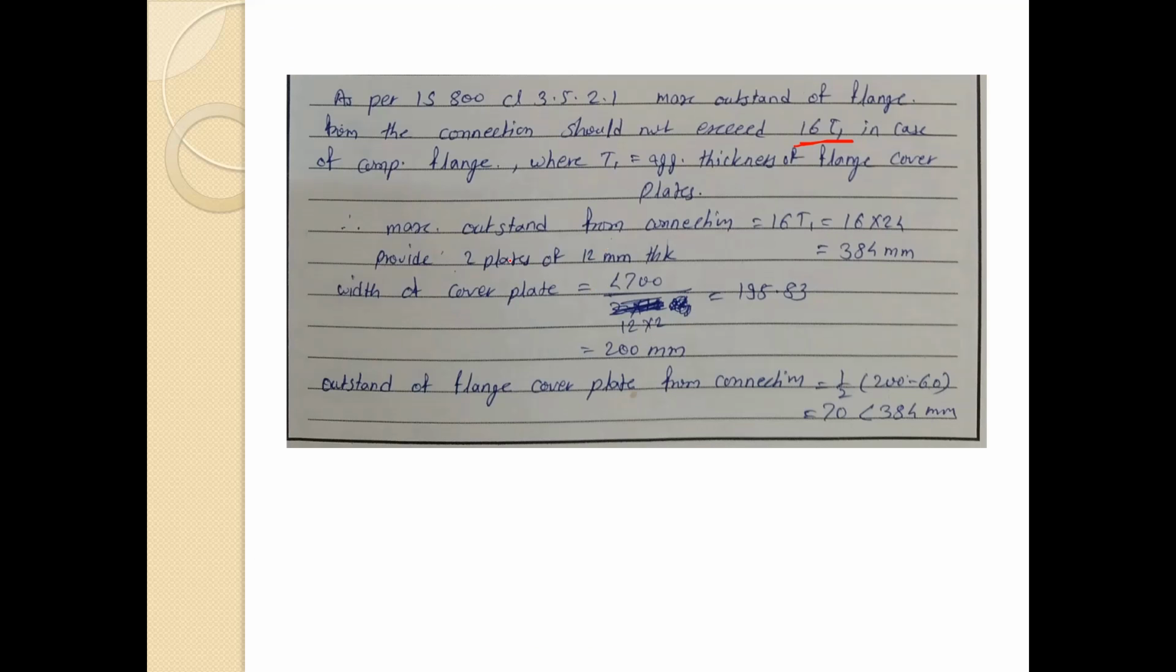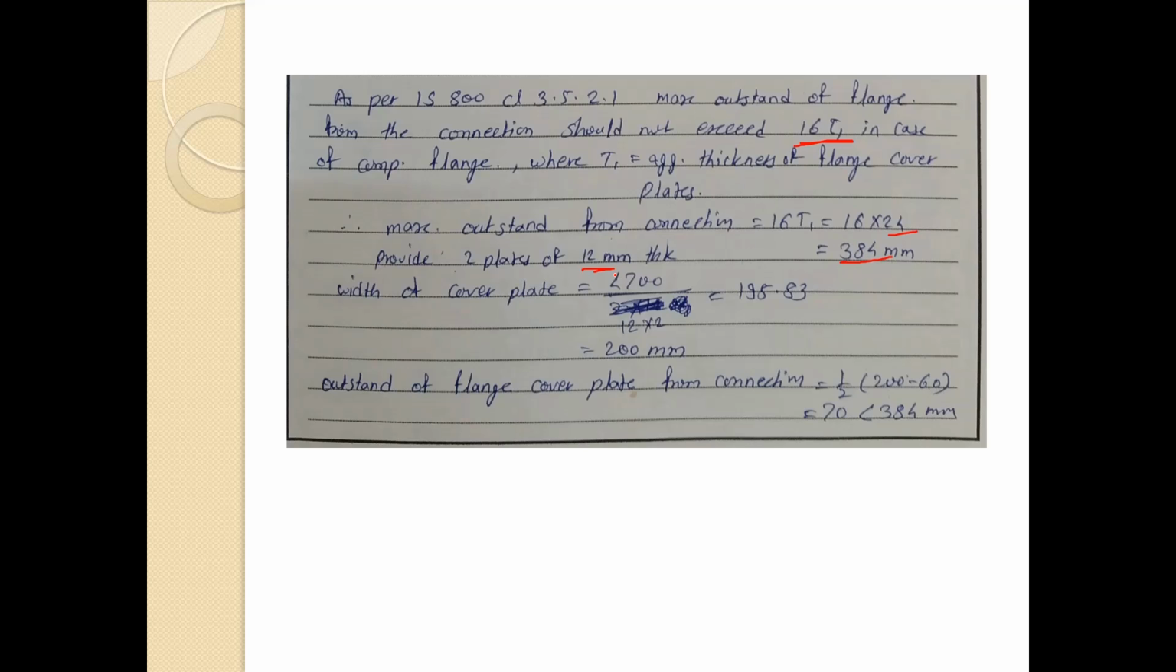So we provide two plates of 12 thick. So that's why it is 24. So that becomes 384. That's 16 into 24. Here we are providing two plates of 12, so this 24 is there, and that's why it is 384.